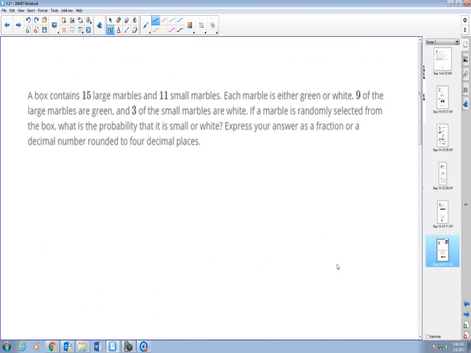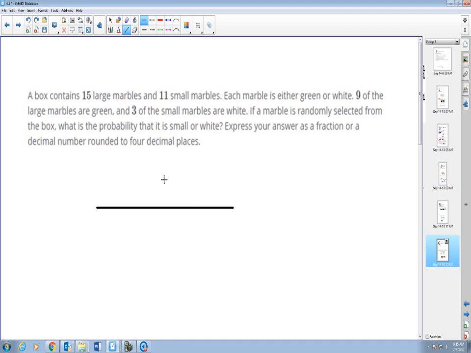So a box contains 15 large marbles and 11 small ones. Each marble is either green or white. 9 of the large marbles are green and 3 of the small marbles are white. Oh my goodness. So this is too complicated already. Alright, the trick to do this problem is to draw a table, just like all the other ones.